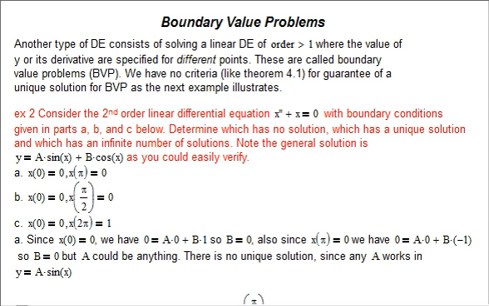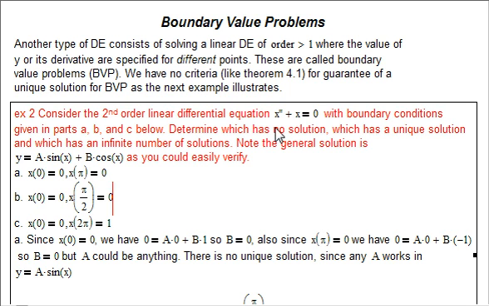And I think the best way to show this would be by showing you an example. So consider the second order differential equation y double prime plus y equals 0 with boundary conditions given in parts A, B, and C below. Determine which has no solution. See, already 4.1 is violated, but it doesn't apply. Which one has a unique solution, and which one has an infinite number of solutions.